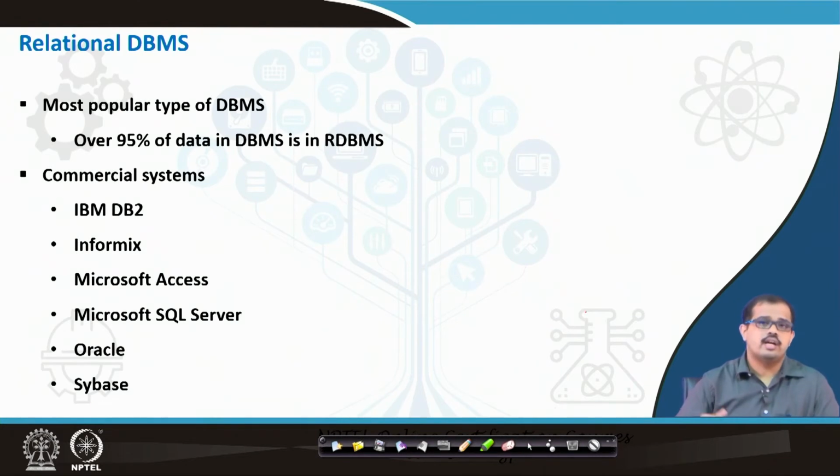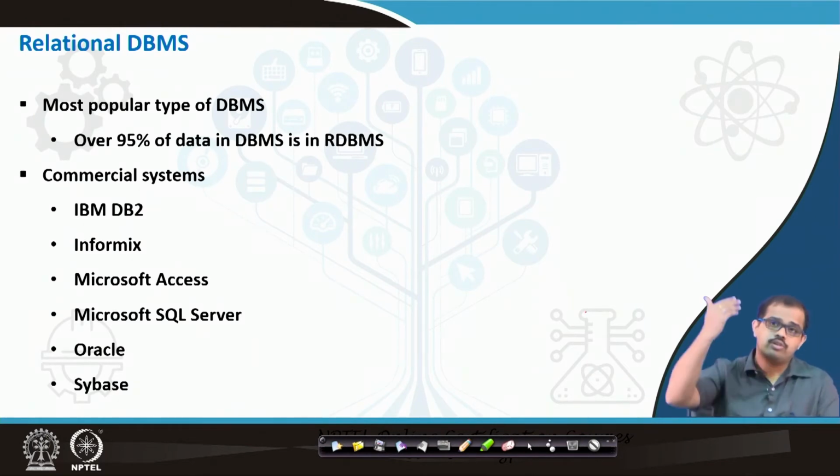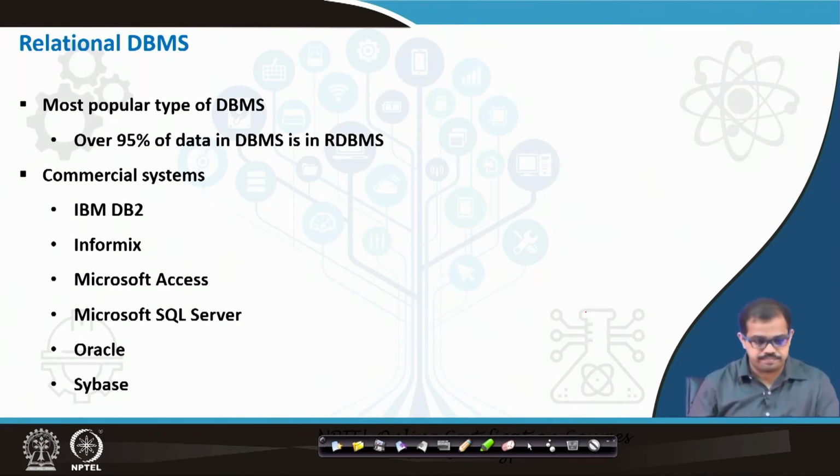So when we look at DBMS, as I said, 95% of the data in database management systems is using the relational database management system. And if we look at the commercial part of it, we have IBM DB2, Informix, Microsoft Access, which is again based on the relational database management system framework. Then you have Microsoft SQL Server, Oracle, Sybase. All of these are examples of commercial systems for a relational database management system.